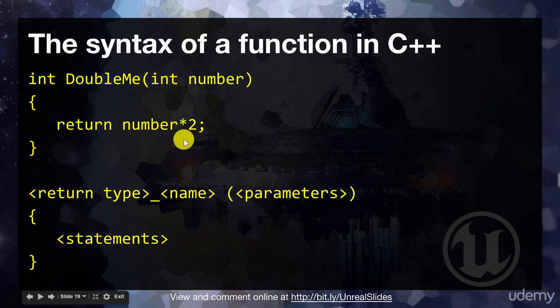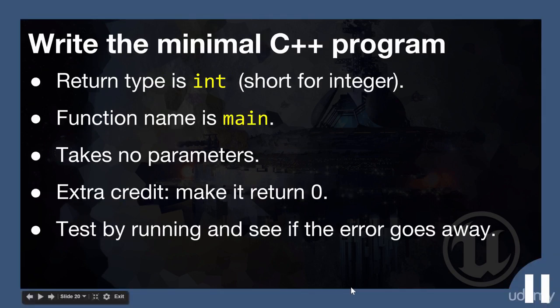Now, the reason I'm telling you all this is because in a moment, I'm going to challenge you to write your own method that's going to allow our code to actually run properly. So here's your challenge. Write the minimal C++ program. The return type is int, short for integer. The function name we want is main, lowercase like that. It takes no parameters. And for extra credit, make it return 0. Test this by running and seeing if the error goes away when you press Control F5, for debug and run without debugging. Okay, go ahead, pause the video and do this challenge now.